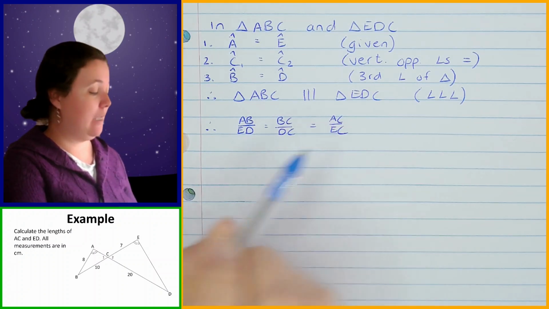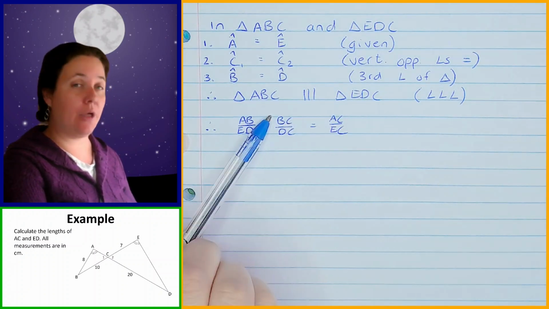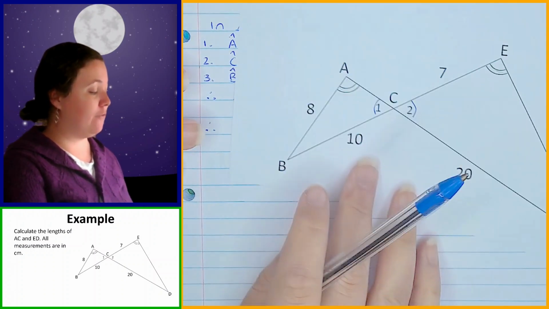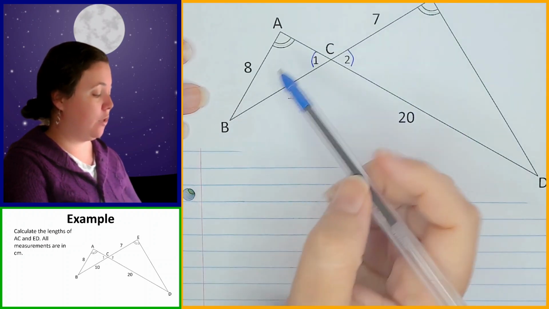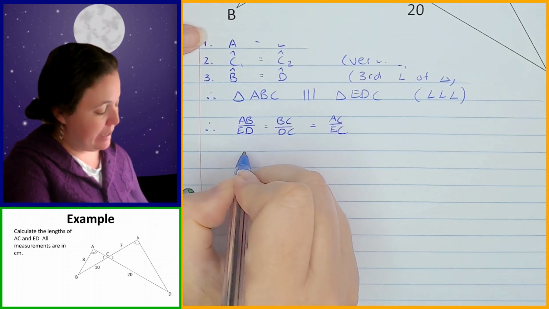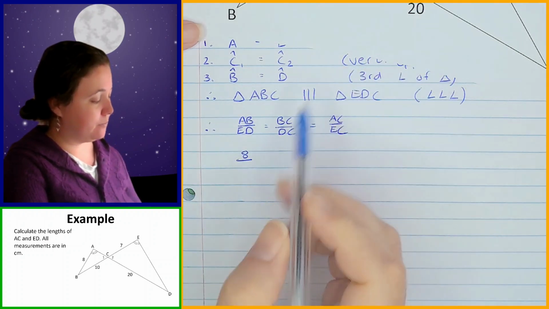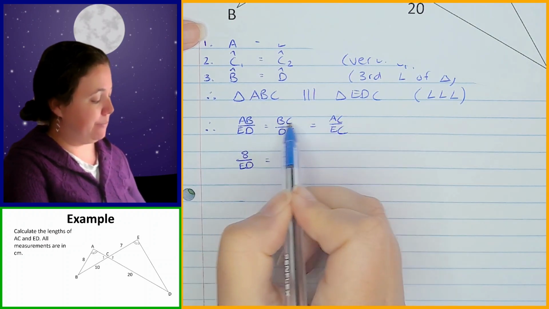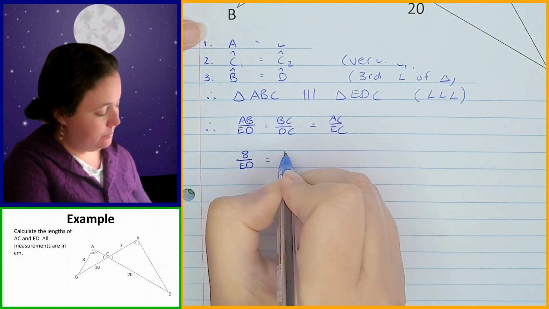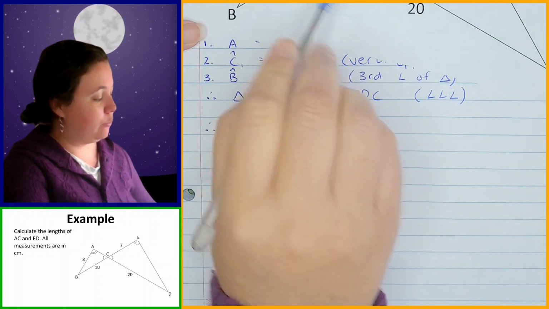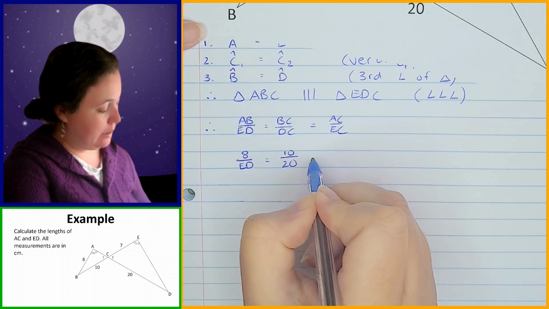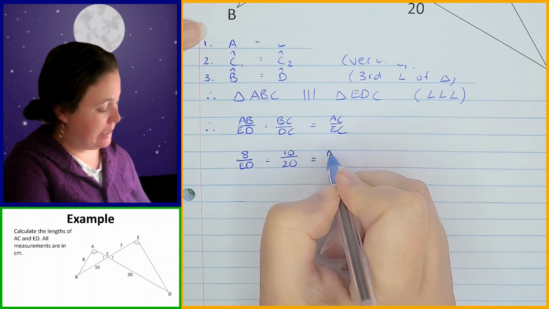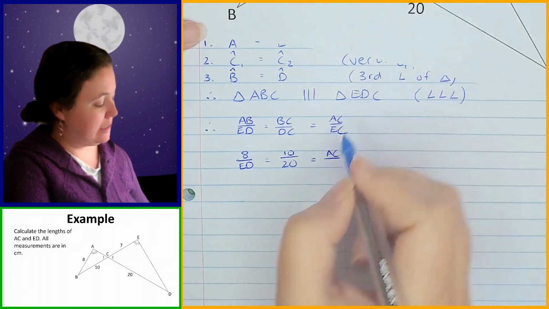Now this I can say because the fact that they're similar means that the sides must be in proportion. Okay, so now I'm going to go and fill in the lengths of the sides that I know. So AB is 8. So that's going to be 8 over ED, I don't know, equals BC is 10 over DC, which is 20, equals AC is unknown, so that's going to be AC at the top, over EC, which is 7.